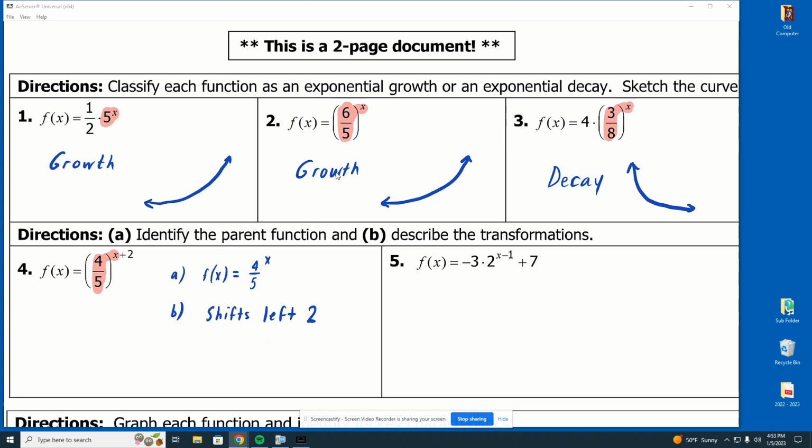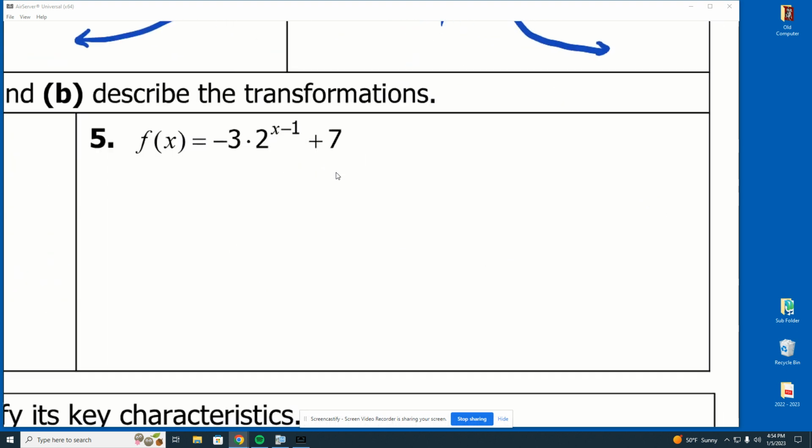Okay, number 4 didn't have a lot going on there. The base of your exponent, of course, was 4/5 to the x, so that's what we call the parent function. The only thing going on here was that +2, and that was happening in the exponent part. So we talked about yesterday how that's considered to be on the inside, and on the inside, when we're adding and subtracting something, that's horizontal shift. Since it looks like a +2, we talked about how a horizontal shift is always the opposite. So it's actually a -2 horizontal shift, which means it shifts left 2.